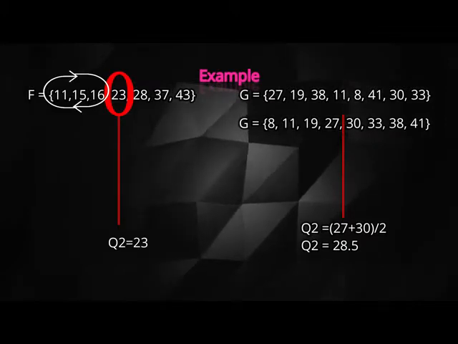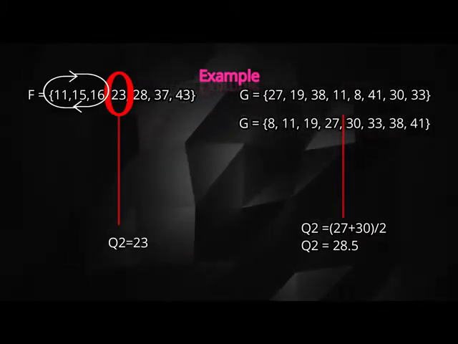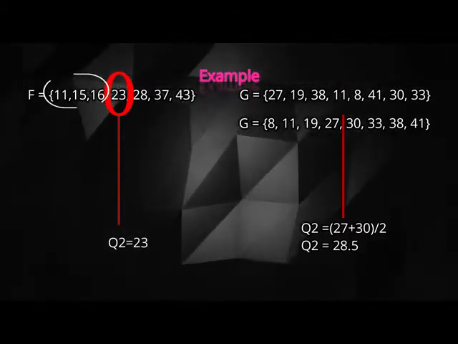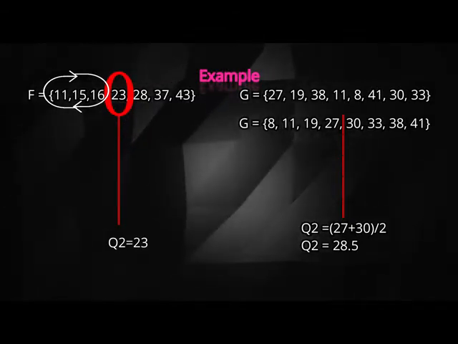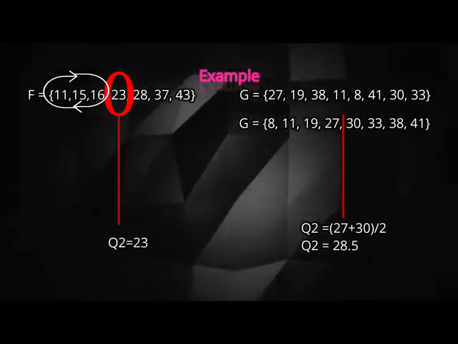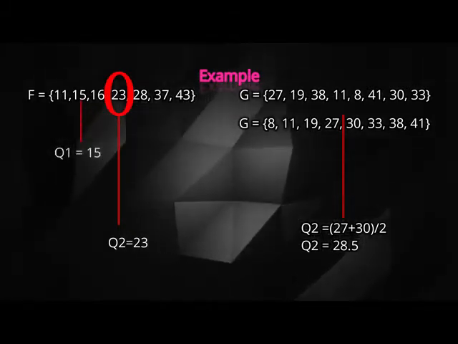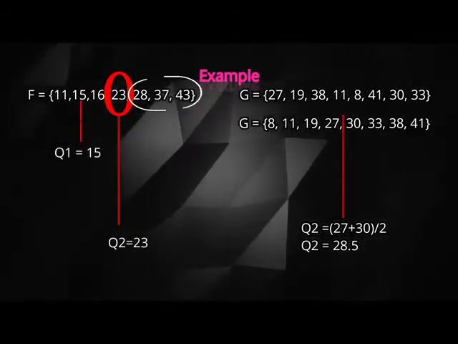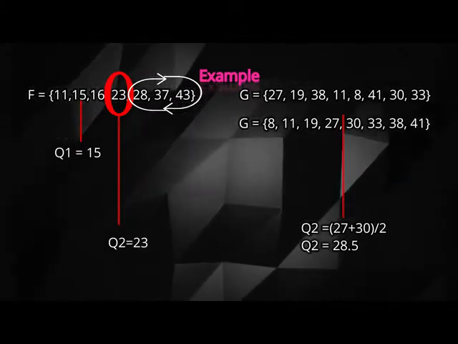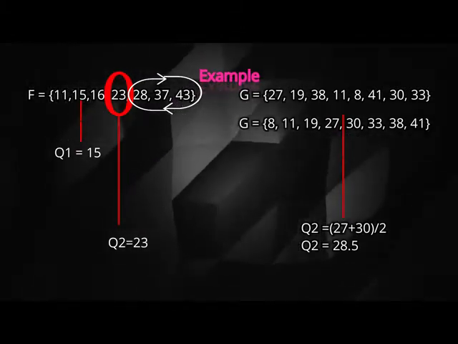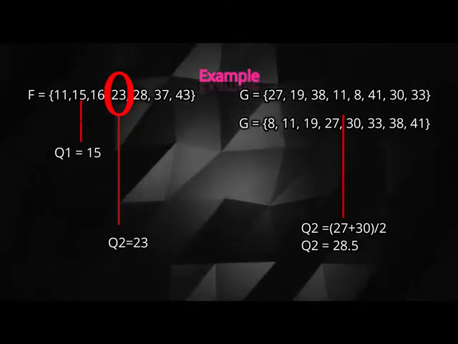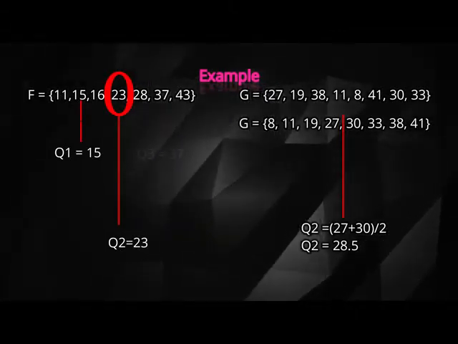So now how to find Q1 and Q3 in set F? As you know, in the first half of set F there are 3 data. You divide the 3 data in 2 sections equally. So Q1 is 15. And for the other half, there are also 3 data. So you divide the 3 data equally. So Q3 is 37.